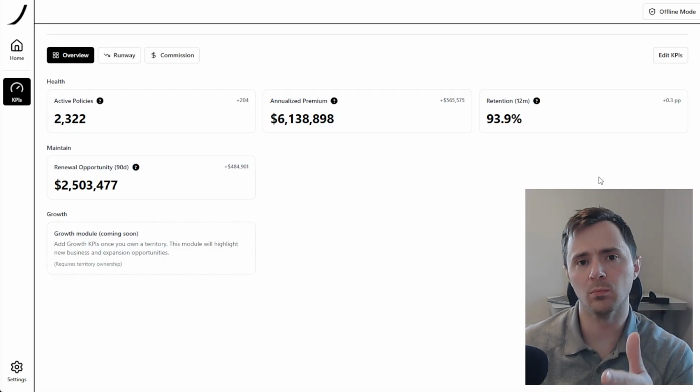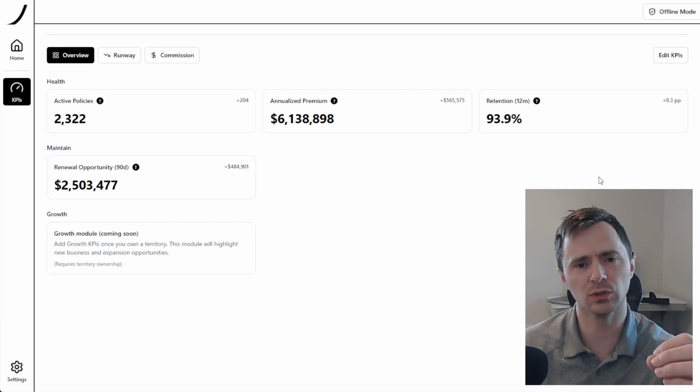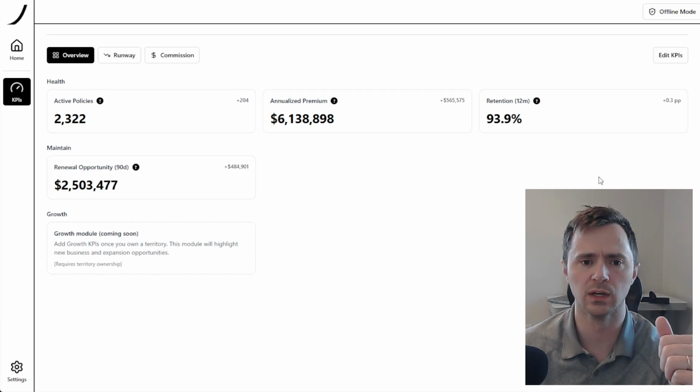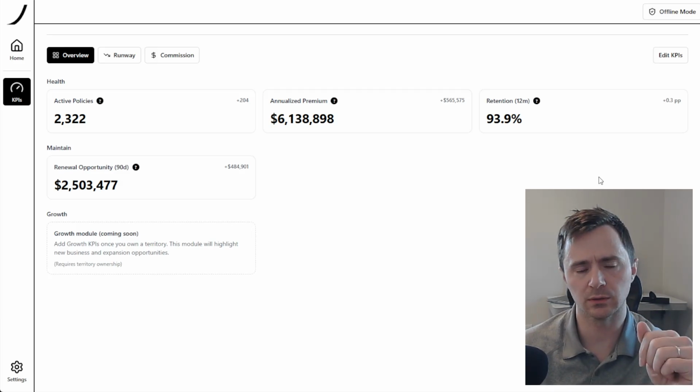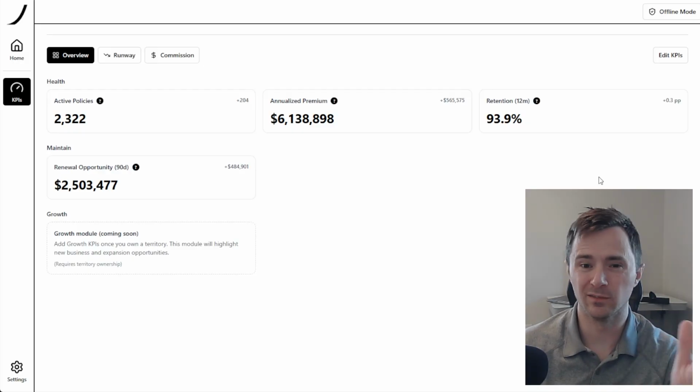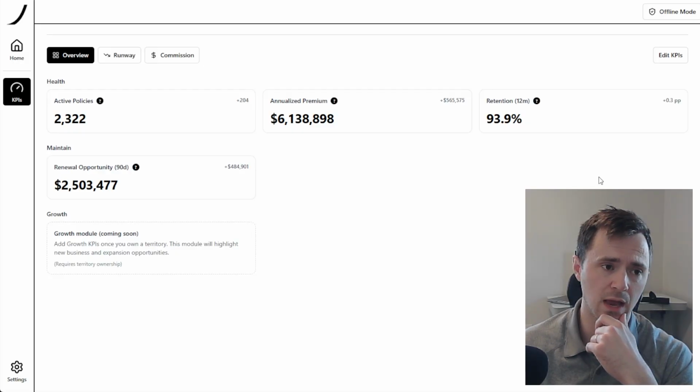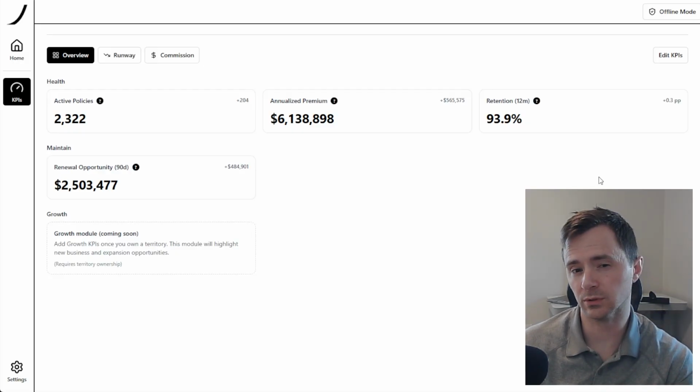And then what behaviors you can institute in your business, what you can change, what you can improve to help those KPIs improve. So a few of the KPIs that'll be obvious would be just active policies, the total premium of all of those on an annualized basis or whatever, your retention or your attrition, whichever way you want to look at it, and then also like renewal opportunity.